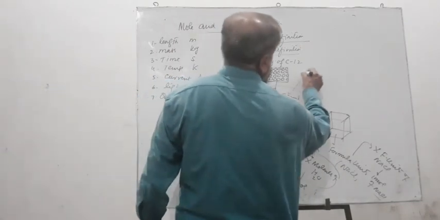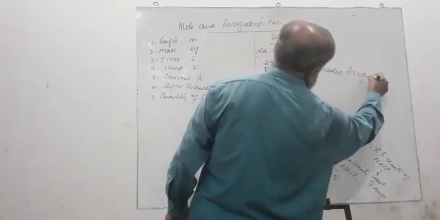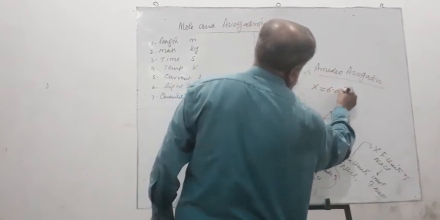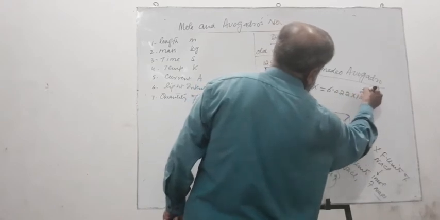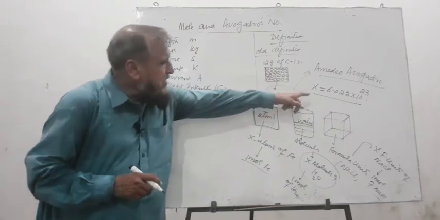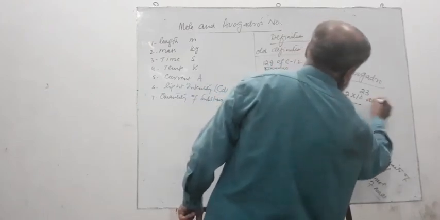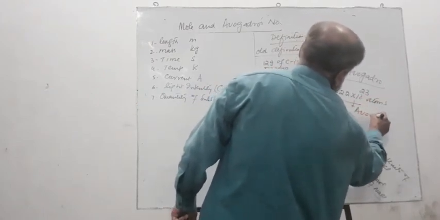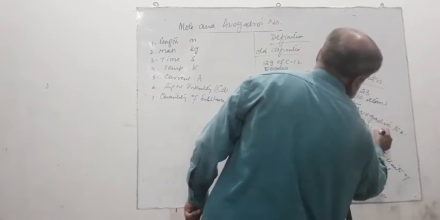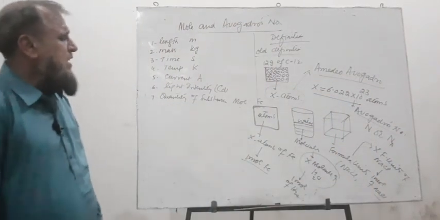There was a scientist whose name was Avogadro. He determined that X is equal to 6.022 × 10^23. It means that 12 grams of carbon 12 contain 6.022 × 10^23 atoms. This number is called Avogadro's number and is denoted by capital N or N subscript A.